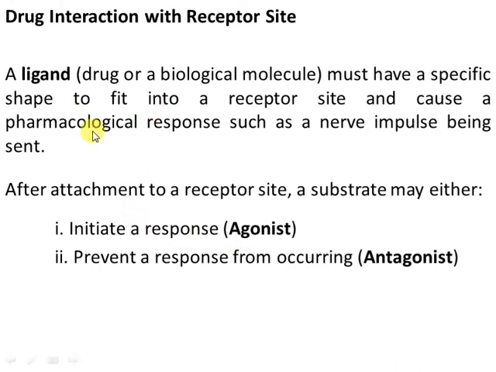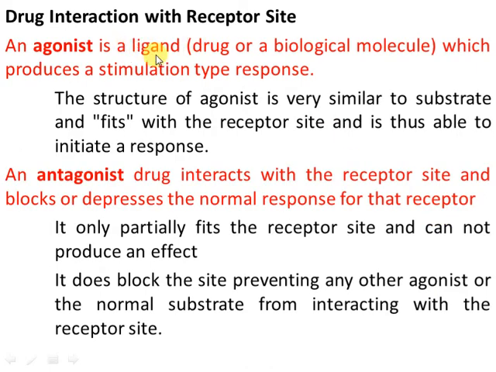If a ligand initiates a response, such a ligand is called an agonist. And if the ligand prevents a response from occurring, such a ligand is known as an antagonist. So if your drug is initiating a response, the drug will be called an agonist, and if the drug is preventing a response from occurring, the drug will be considered an antagonist. An agonist is a ligand which produces a stimulation-type response. For a ligand to be an agonist, its structure should be very, very similar to the substrate and should be able to fit with the receptor site and initiate a response, right?